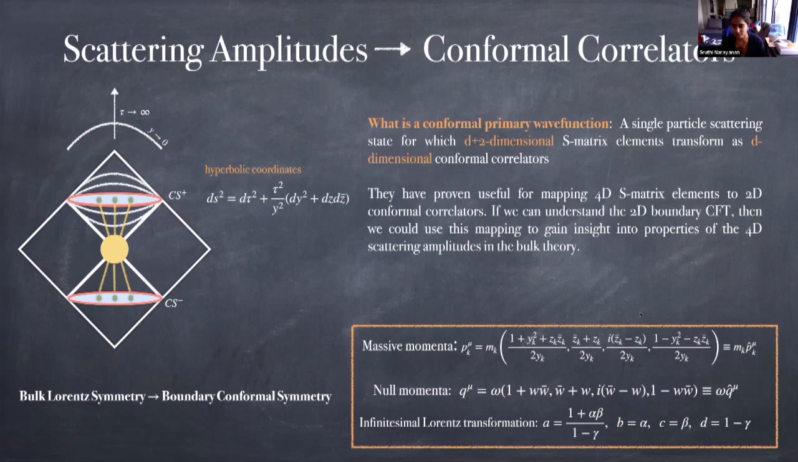In particular, just some conventions, which you're also probably familiar with. Massive momenta are parametrized by y, z, and z bar, and a mass, where y, z, and z bar are coordinates on these hyperbolic slices. Null momenta are parametrized by w and w bar, which are points on the celestial sphere, and an energy omega. And we'll use this infinitesimal Lorentz transformation in terms of the regular SL2C transformation parameters, as Michael mentioned in his talk yesterday.